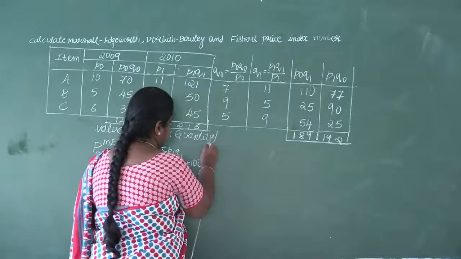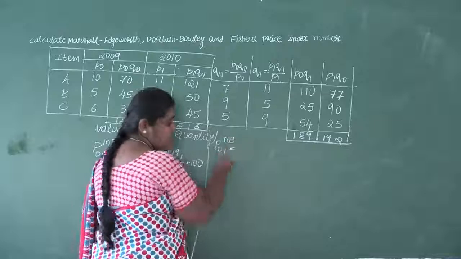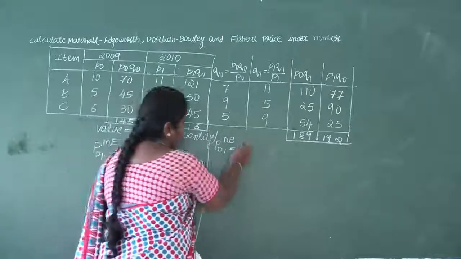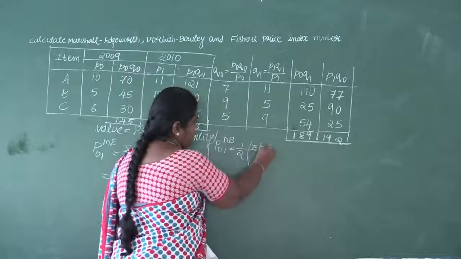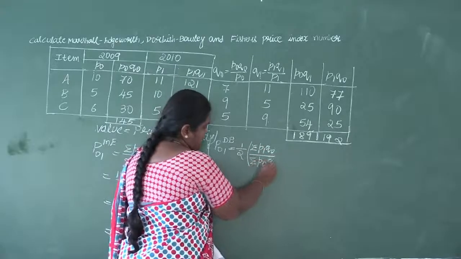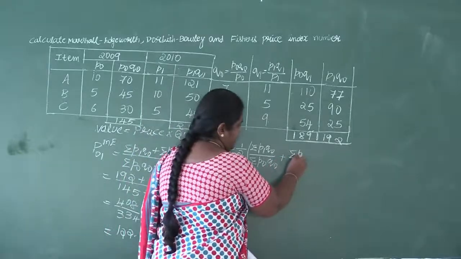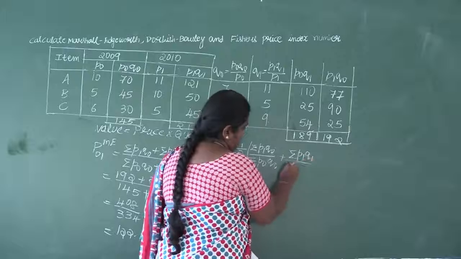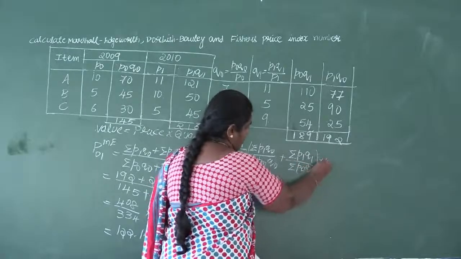Next is Drobish-Bowley's price index number. So P01DB equals 1 by 2 into sigma P1 Q0 divided by sigma P0 Q0 plus sigma P1 Q1 divided by sigma P0 Q1 into 100.